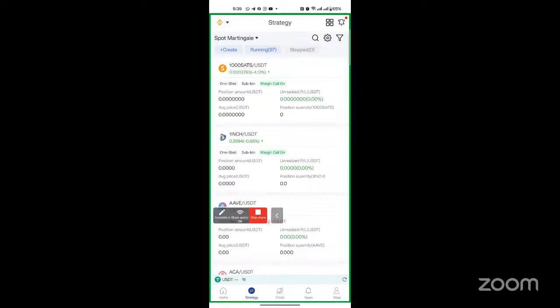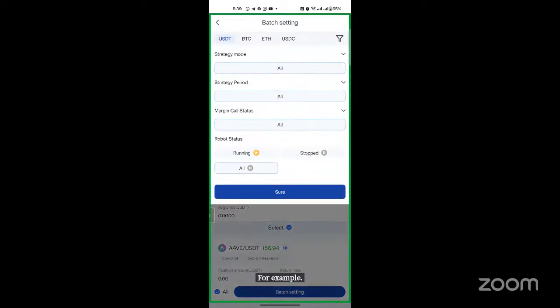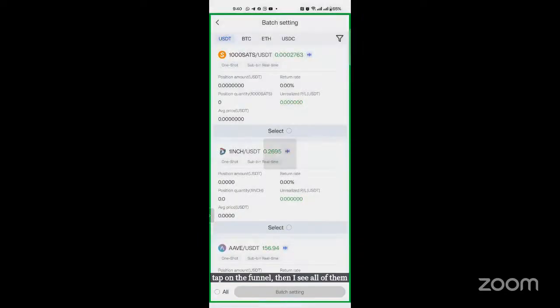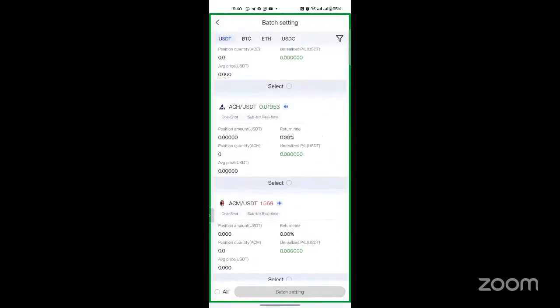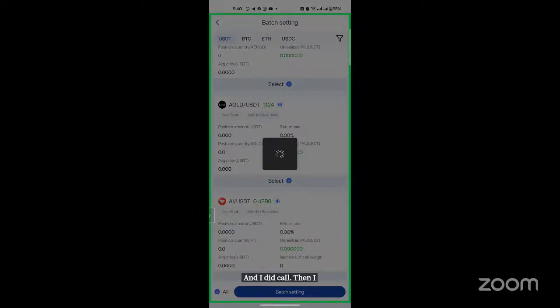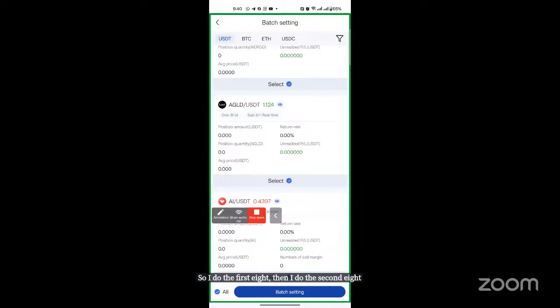You cannot select all of it. That's why I've also shared that. So if you come and you select all of them, for example, tap on the funnel, then I say all of them, and I tick all, then I tap activate. It will not allow me, it will tell me 80. So I do the first 80, then I do the second 80. Hope I've answered you.